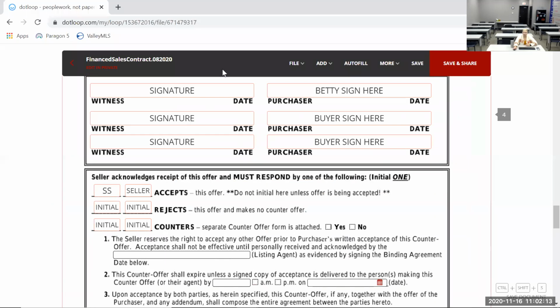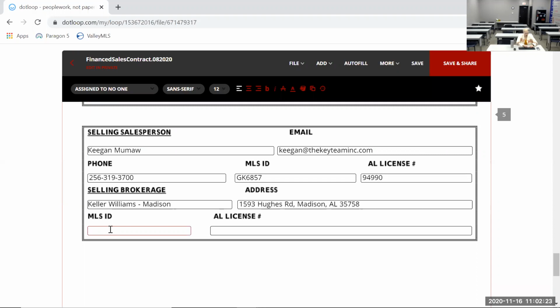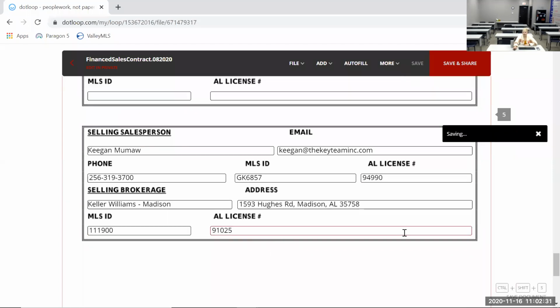At the bottom is where everybody signs. And then the last page is where you fill out your information. So you fill out your MLS ID, your license number, our MLS ID, and then our license number. Okay. And then you just hit save.